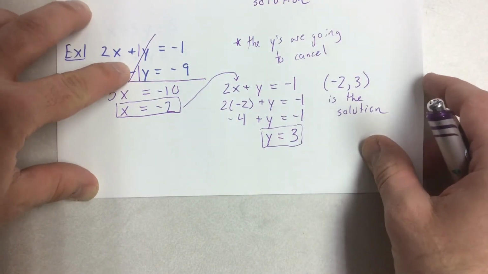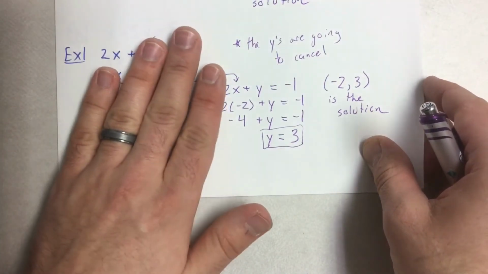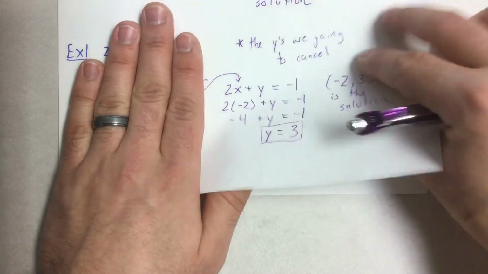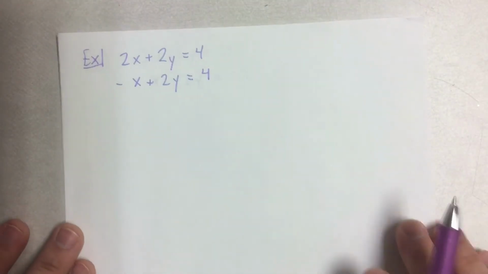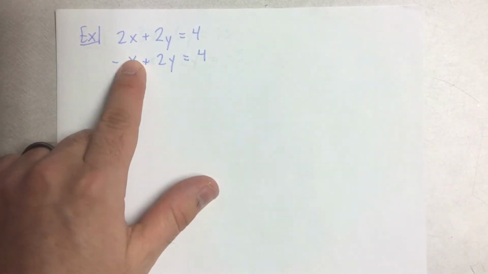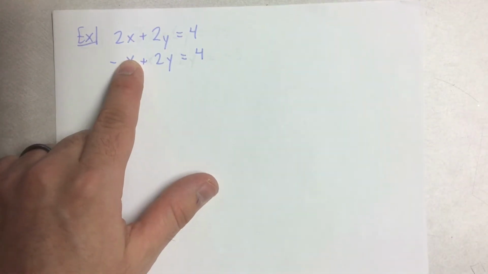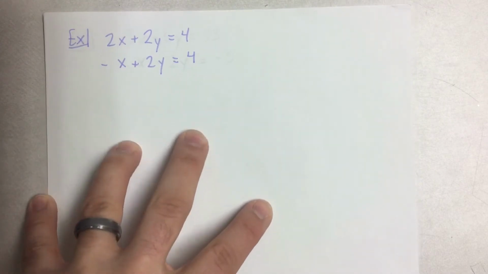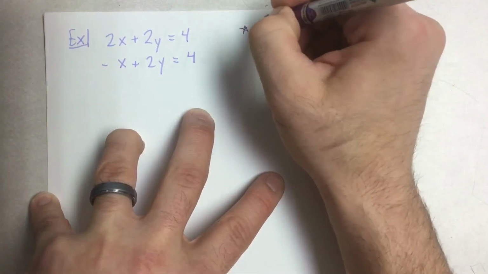But what if nothing originally cancels? What if we have a situation where nothing cancels with what we have? So let's look at a situation like that. So say this problem. So we have 2x plus 2y equals 4, negative x plus 2y equals 4. So notice nothing cancels.